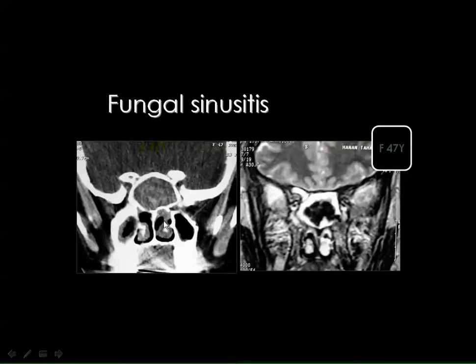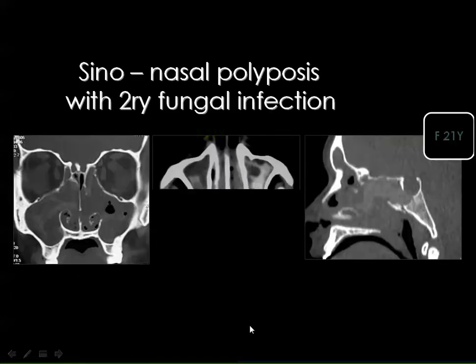Then if you look here, this is total opacification of the sphenoid sinus, and you are not sure to say that this is due to fungus. But on MRI T2-weighted image, you see this very dark signal indicates the presence of fungus, and the surrounding bright signal is due to the ordinary secretions of sinusitis.